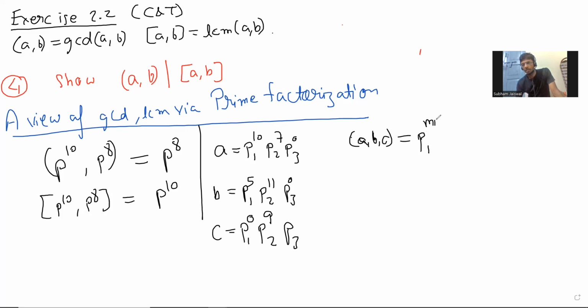So what you do is just take the minimum. It's just like having 3 sequences, 10, 7, 0; 5, 11, 0; and 0, 9, 1, and you pick the minimum of each term-wise. That's all it is. There's the minimum of the powers, and similarly the minimum of the powers for the others. Simple stuff. There's nothing really fancy in this. And similarly for the LCM, it will be the maximum. So is it fine? Do you guys agree?